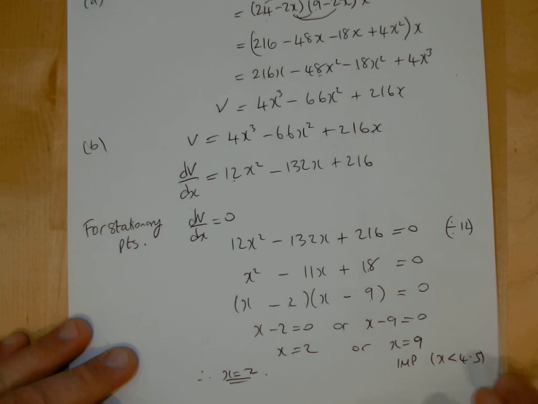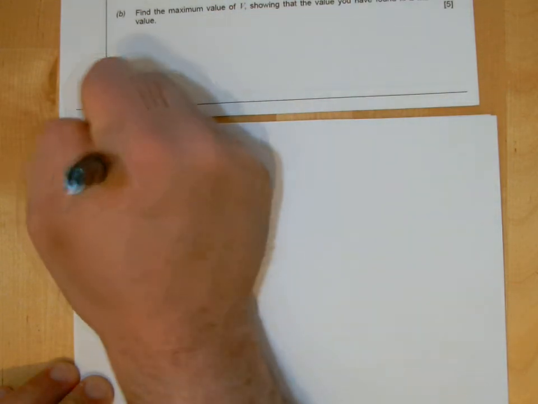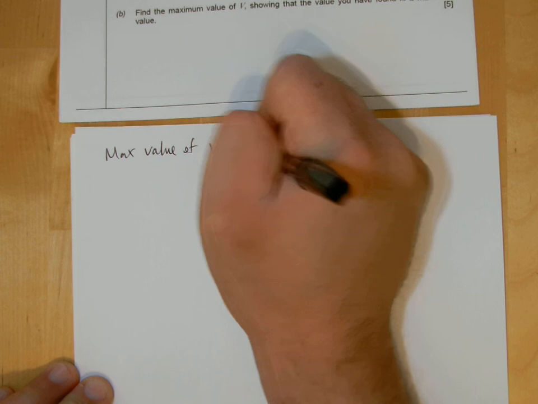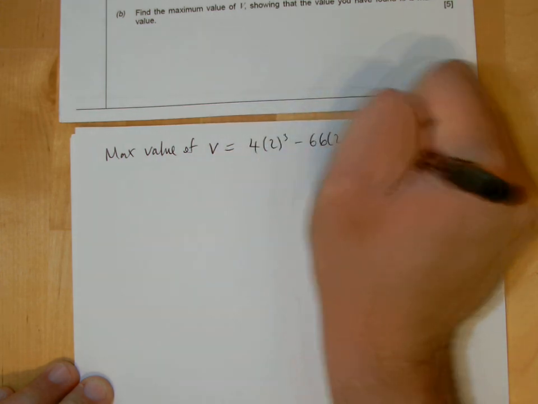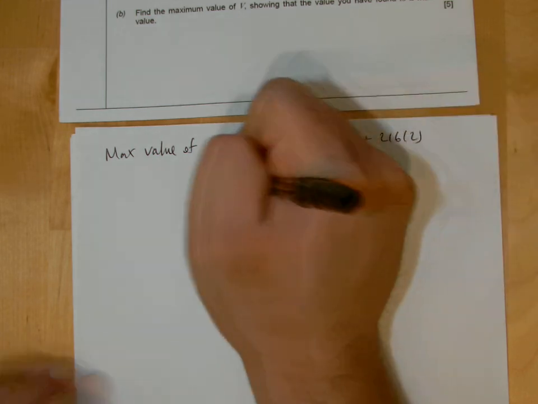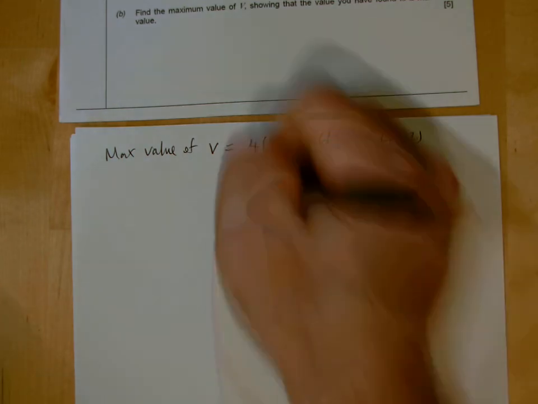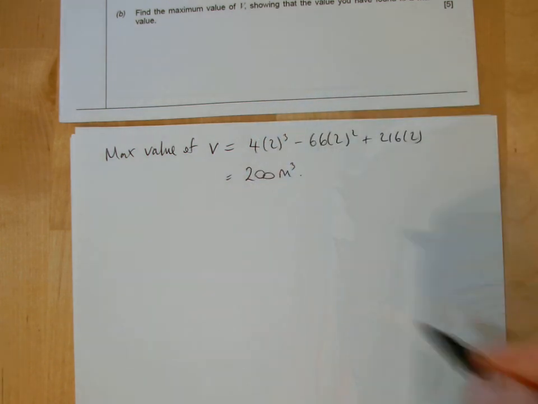Okay, so then it says find the maximum value of v. So you just plug it in there. Therefore, max value of v will equal 4 times 2 cubed minus 66 times 2 squared plus 216 times 2. If you work that out on your calculator, it comes out to be 200 meters cubed. That's the maximum.